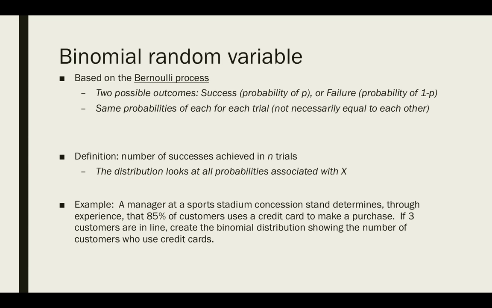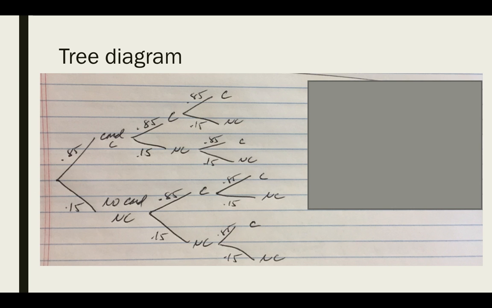What we can do is create something called a probability tree that outlines every possible outcome that could occur with those 3 customers. Specifically, we can look at the likelihood of someone paying with a card versus the likelihood of someone paying without a card. So we can see here the probability of paying with a card is 0.85, and the probability of not paying with a card would be 0.15.